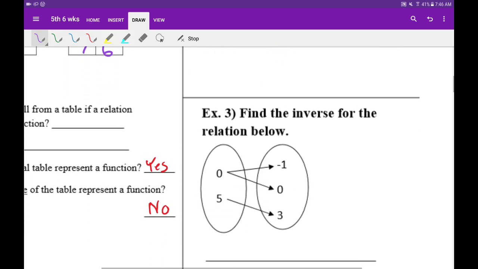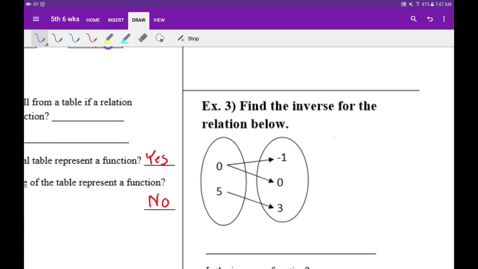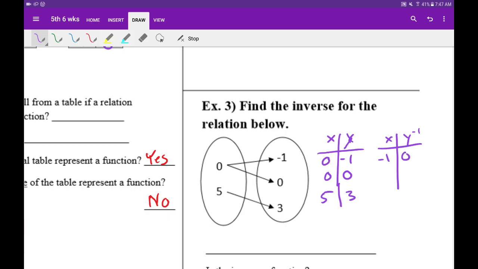Okay, so this one here is called a mapping, and what we do is just follow the arrows. So we can make a table, just like so, and 0 goes to -1, and 0 also goes to 0. Okay, and then 5 goes to 0. So we can make our inverse table. Just swap them around. -1, 0, 0, 0, 3, and 5.